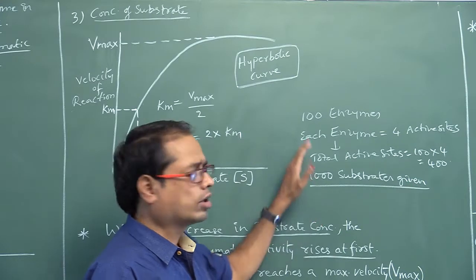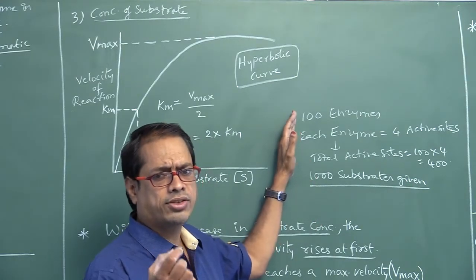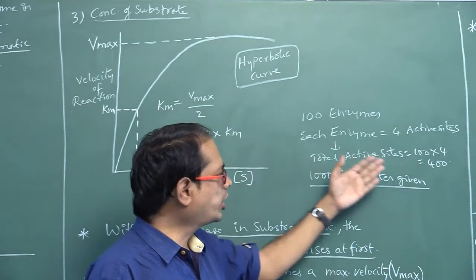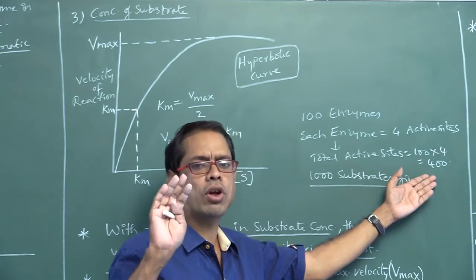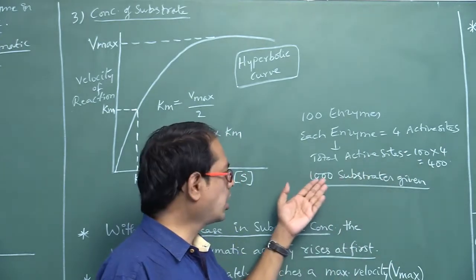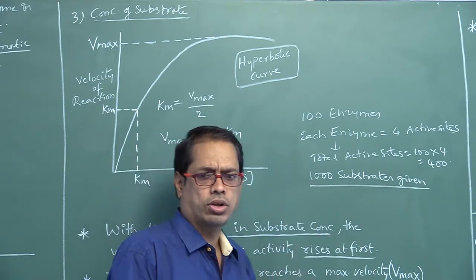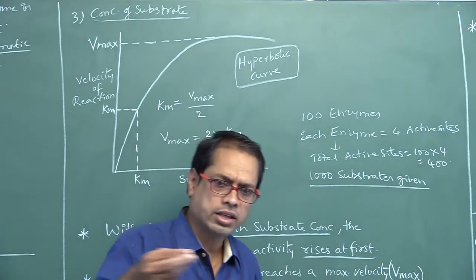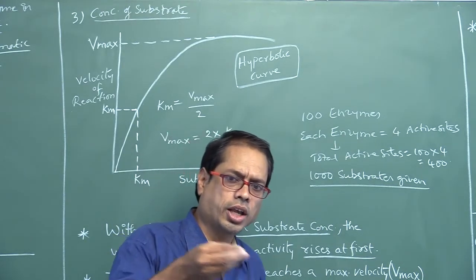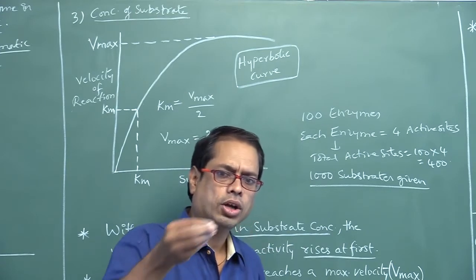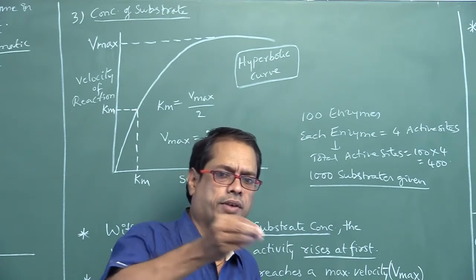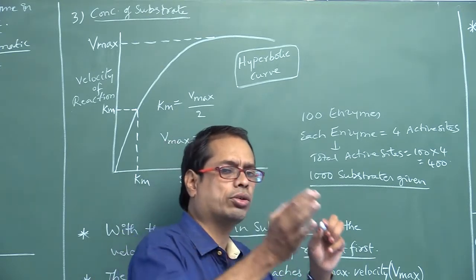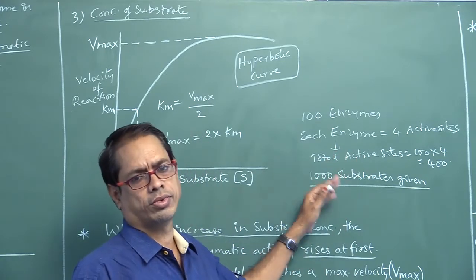So here 100 enzymes are taken. Each enzyme has 4 active sites. So total active sites in 100 enzymes means 100 into 4, 400 active sites. The substrates given are 1000. So when we add substrates to enzymes, first 10 substrates, then 20, 100, 150, 200, 300, 350, 390, 400 substrate molecules are all added to enzyme molecules.